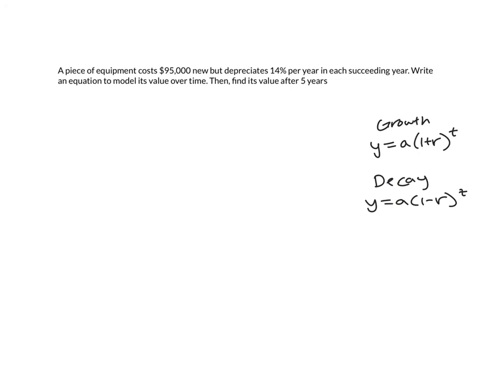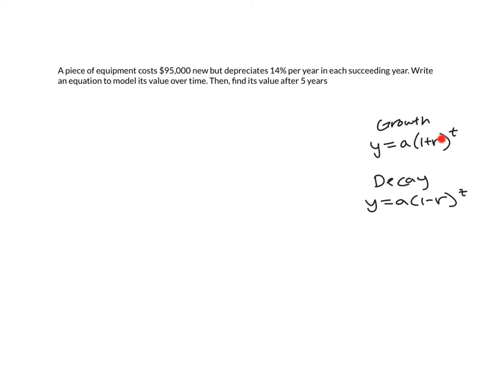It could be a population. It could be how many molecules we have. It could be anything. The R is again going to be the rate of growth or the rate of decay. Also, just like before, it's got to be written as a decimal. And then the T is going to always be time, just like before. So the only difference here is that growth is going to be 1 plus that rate, and decay is going to be 1 minus that rate.